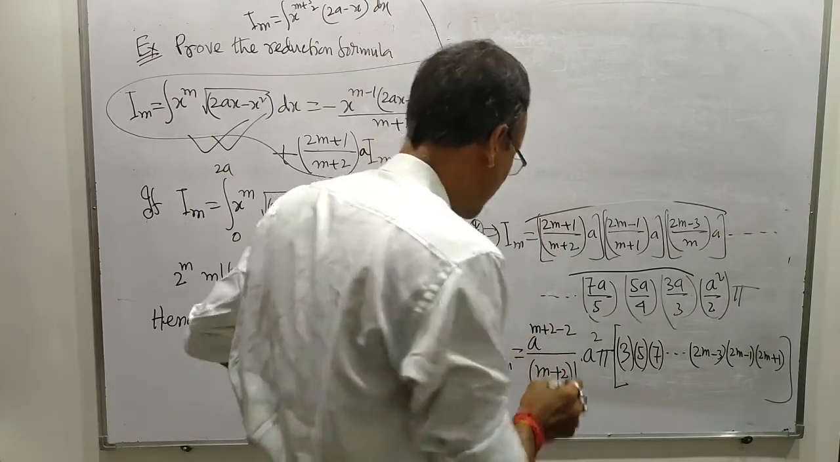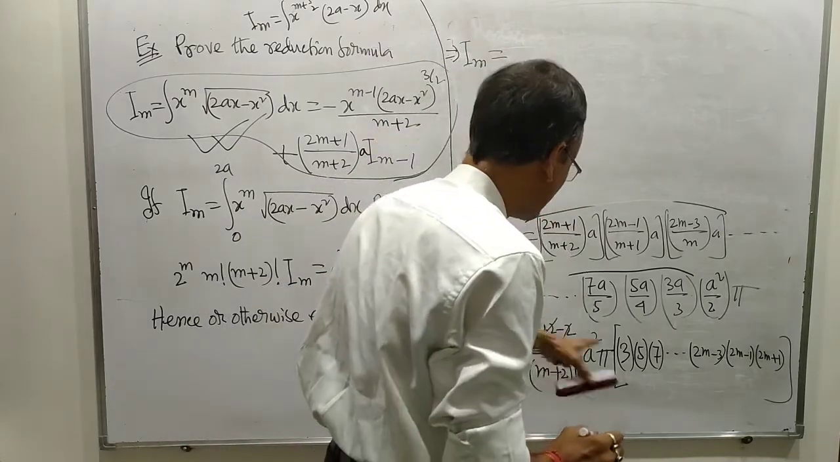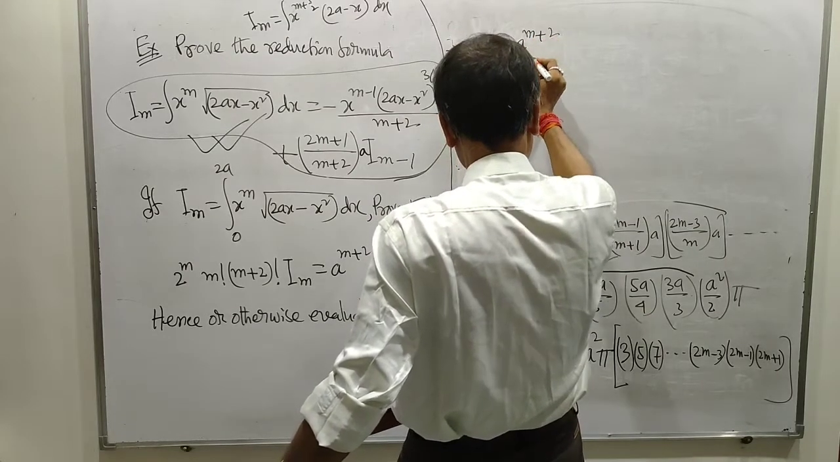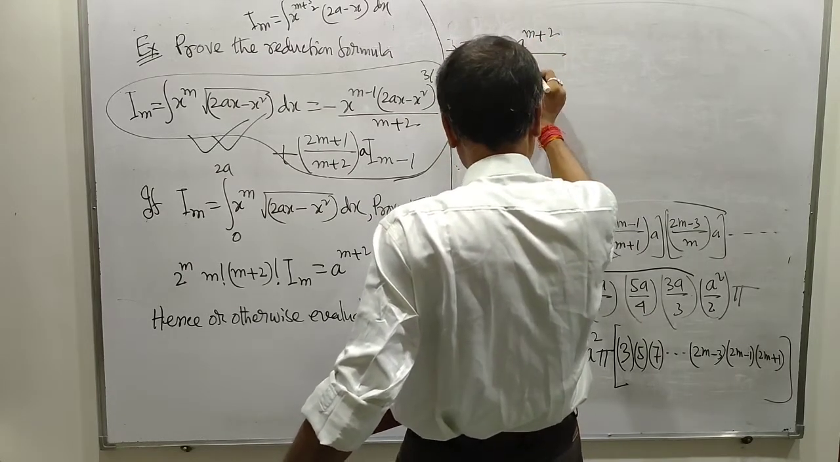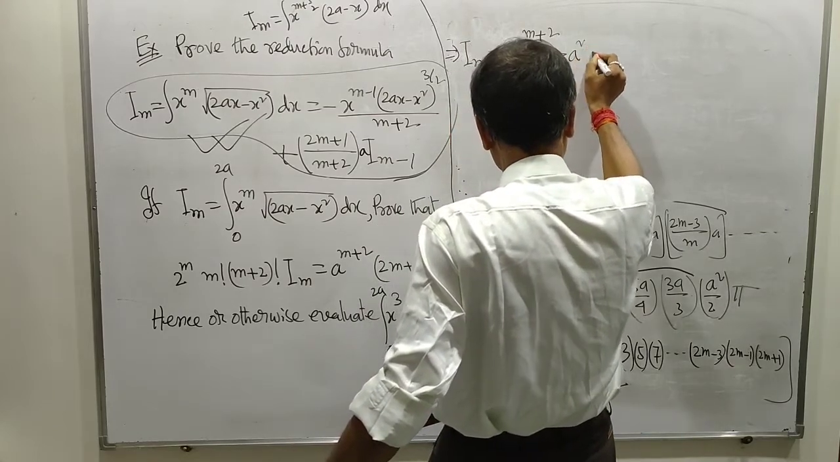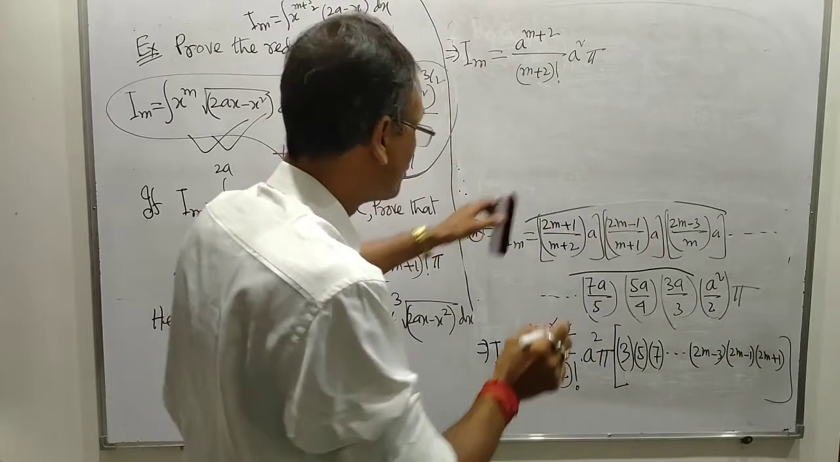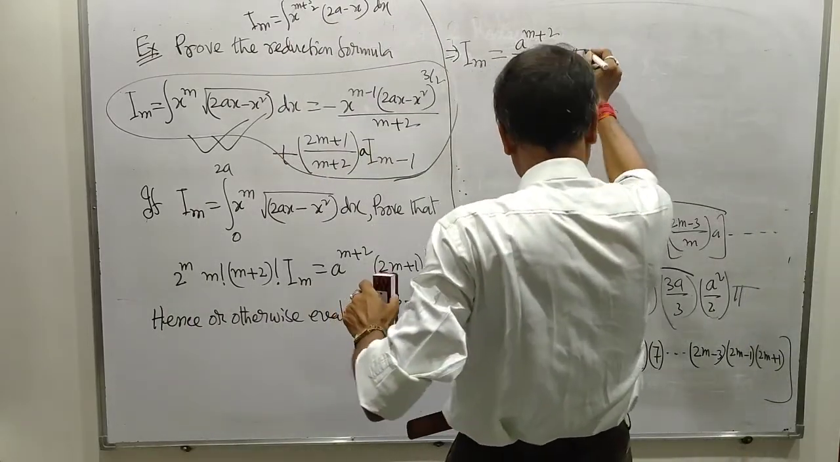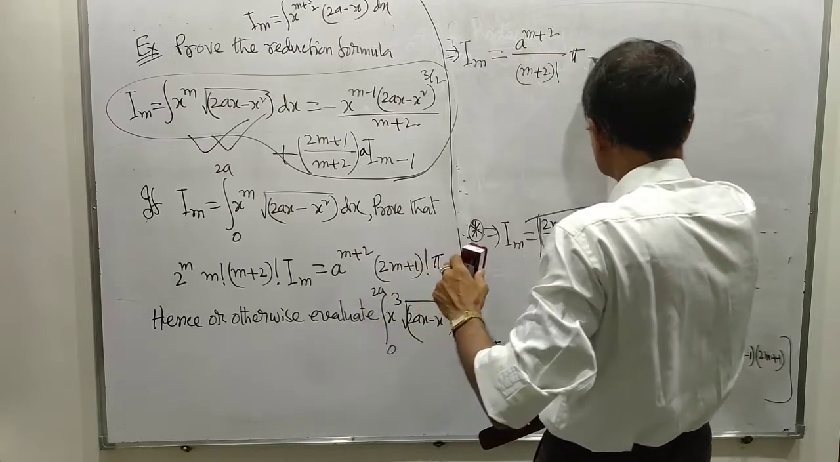This is equal to... this 2 will be cancelled. A to the power m plus 2, divided by m plus 2 factorial, into a square pi. Oh, no, not a square pi. This a square has been written into pi.